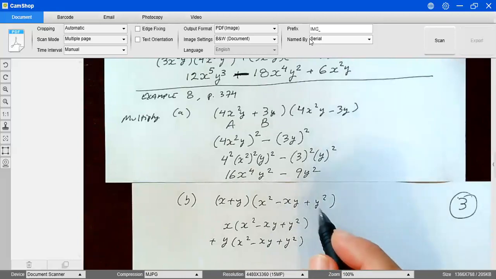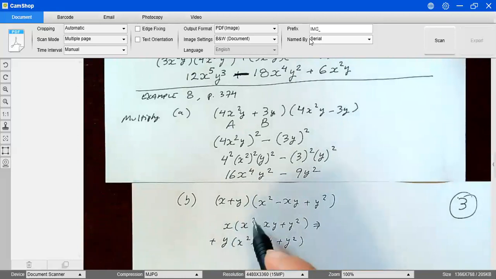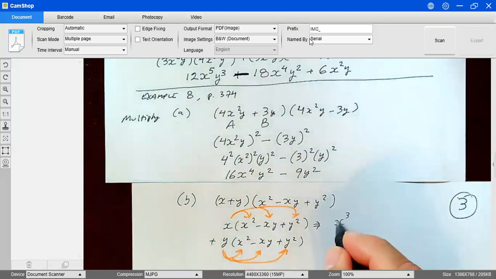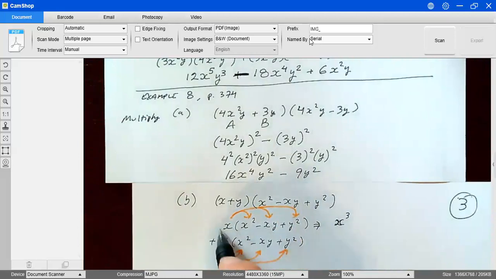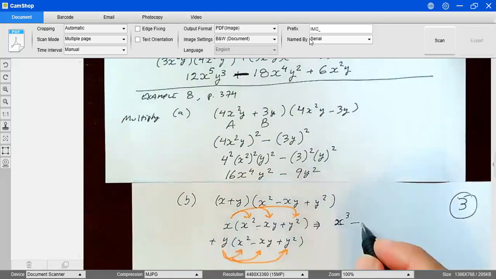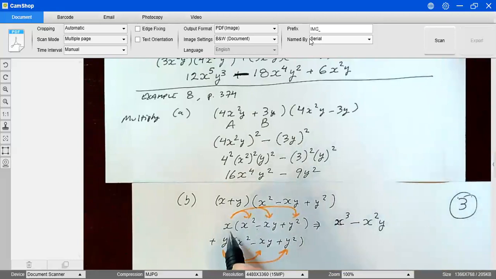So we're going to apply the distributive property here. So we need to multiply x and x squared, and x and xy, and x and y squared, and y and x squared, and y and xy, and y and y squared. So x times x is going to be x cubed. X times xy, positive times negative, is going to be negative. X times x is going to be x squared and also multiplied by y. Then x times y squared, this is positive, it's going to be x times y squared. So you just put those variables together.